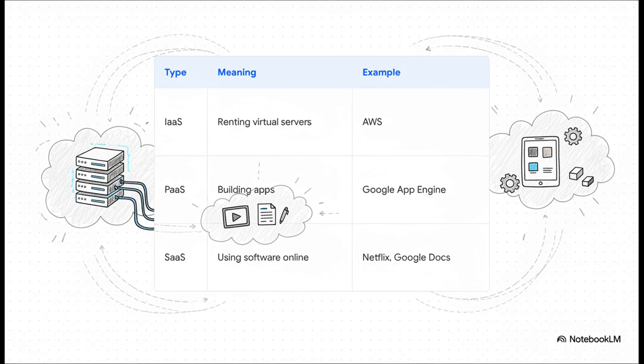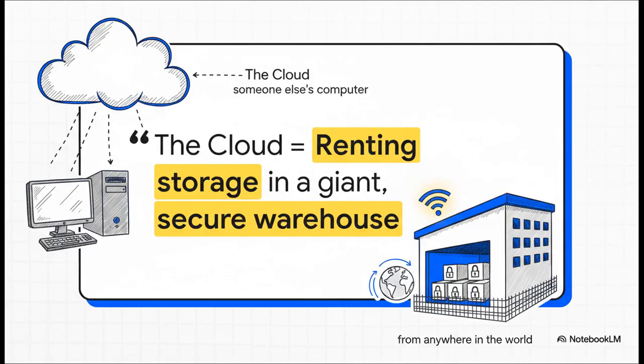And we use the cloud in a few different ways. Most of us use it for software, right? Like Netflix or Google Docs. But the cloud is also what allows companies to just rent enormous amounts of computing power instead of having to buy and maintain their own expensive servers. It's completely changed how the digital world gets built. So really, when you boil it all down, the cloud is just a simpler way of saying someone else's computer. It's like you're renting a super secure storage unit in a giant warehouse for all your digital stuff, and you can access it from anywhere in the world.